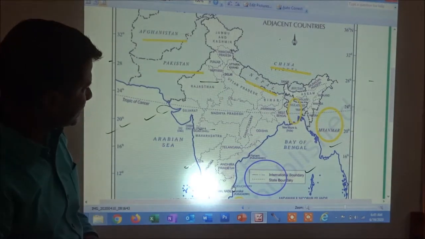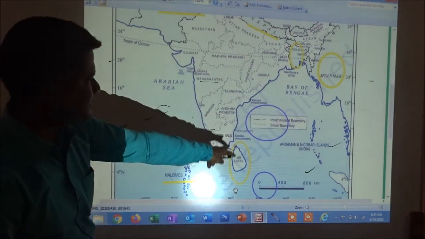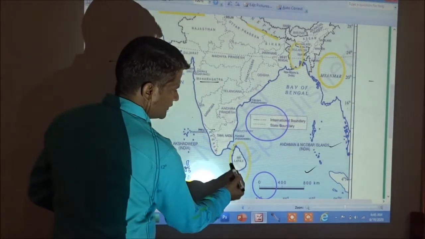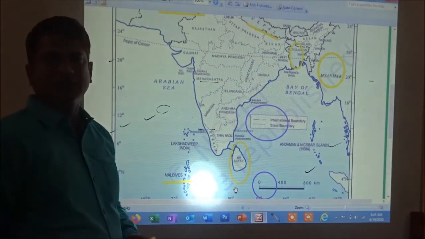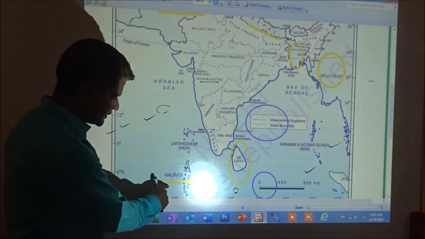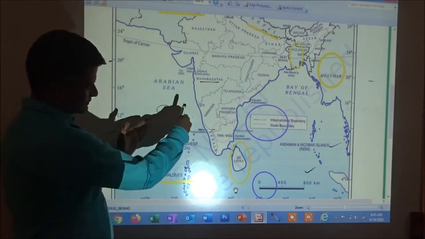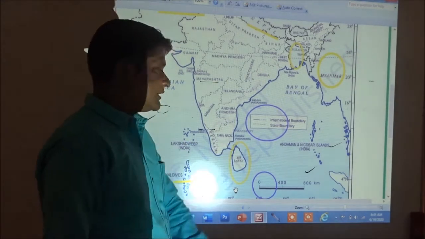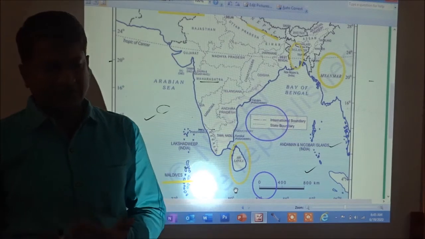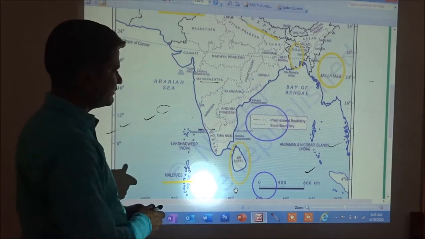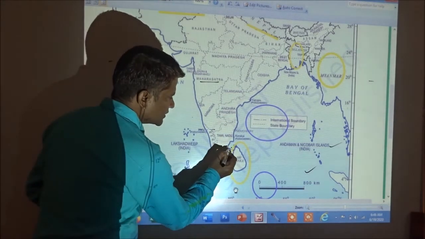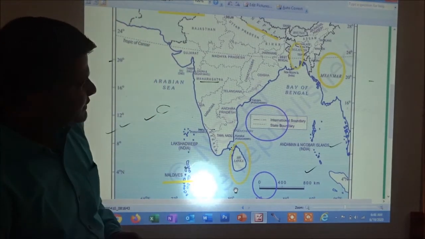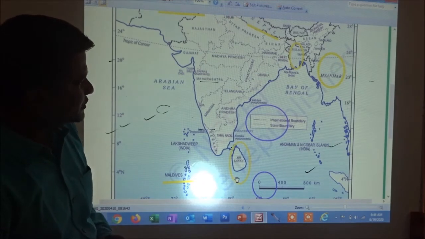If you talk about the nations situated in the south, in the Indian Ocean, here we have one very important neighboring nation, that is Sri Lanka. Another important nation is the Maldives, which is situated south of Lakshadweep. Sri Lanka, also one of the important neighboring nations, is connected with India by the Palk Strait. So these are the important neighboring nations of India.